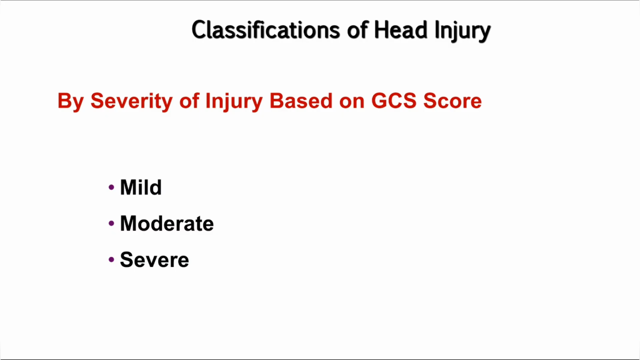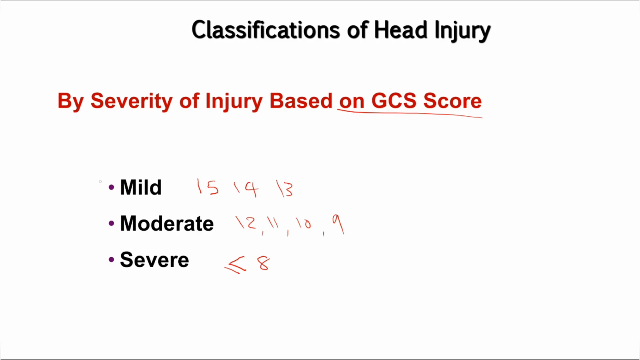The classification of head injury, this was based on morphology. Now, based on the Glasgow Coma Scale, we have mild, moderate, severe. The mild one is a Glasgow Coma Scale of 15, 14, or 13. The severe one is anything less than or equal to 8. The moderate one is 12, 11, 10, or 9.